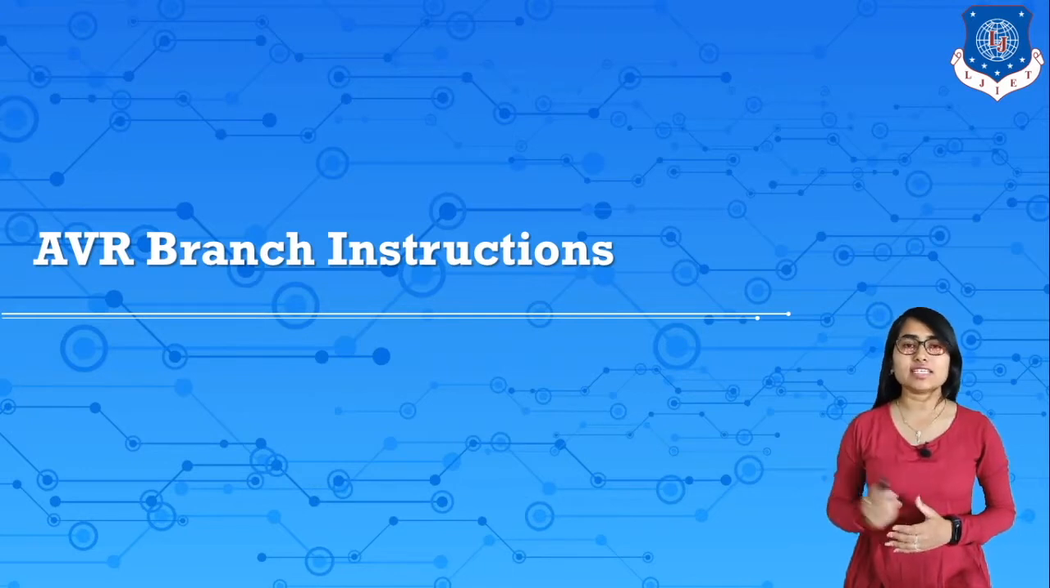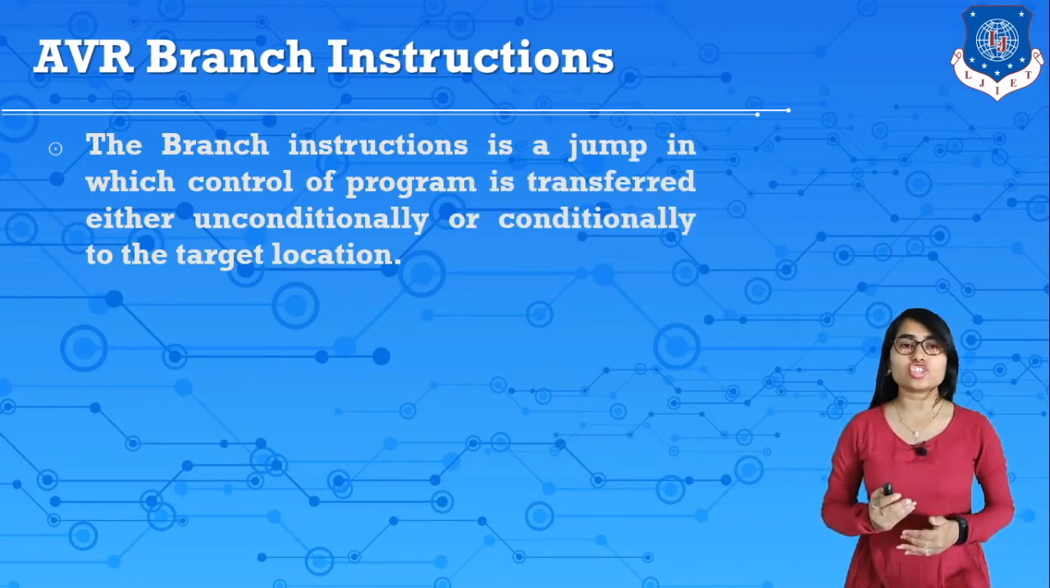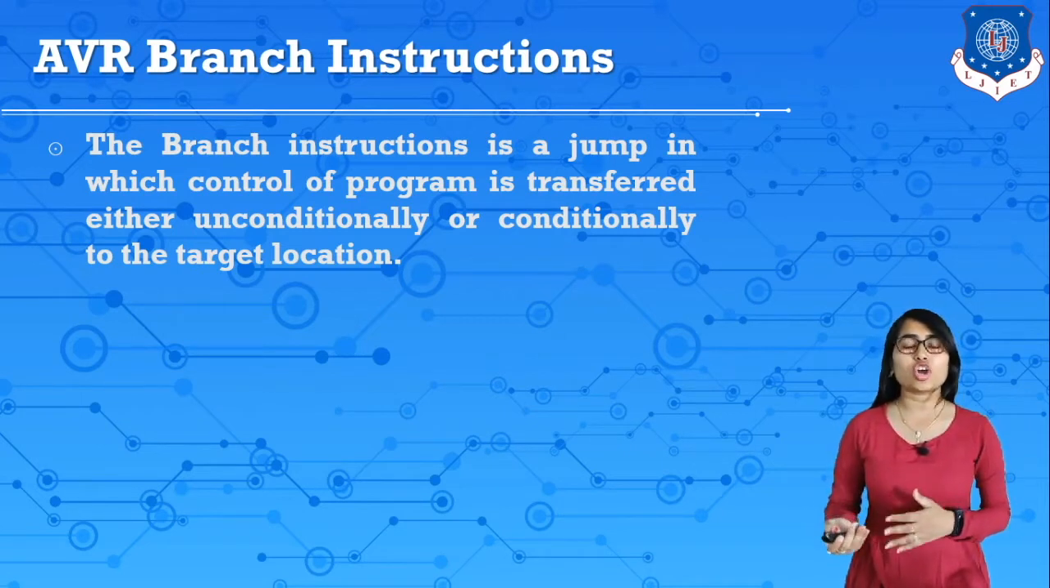Today we will discuss AVR branch instructions. So let's start with what branch instructions are. AVR branch instructions are basically jump instructions in which control of the program is transferred, either unconditionally or conditionally, to the target locations. They perform a jump to the desired location either depending on some condition, or not depending on any condition, and transfer the control of the program.